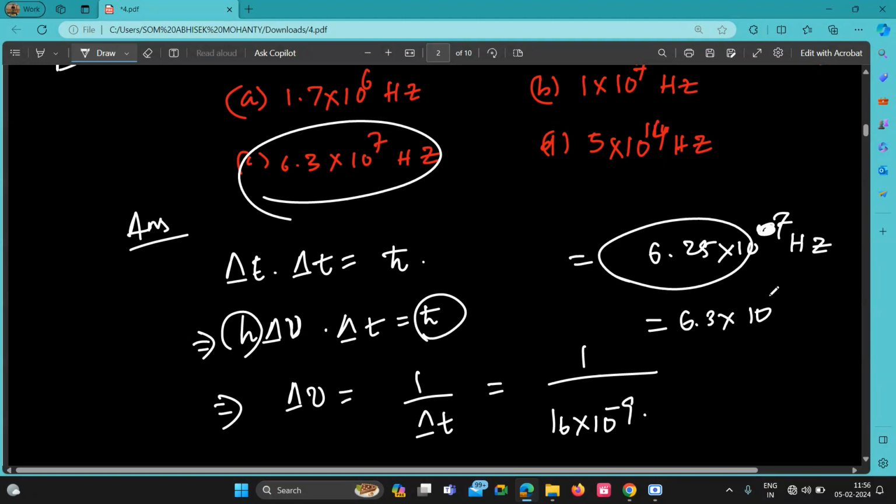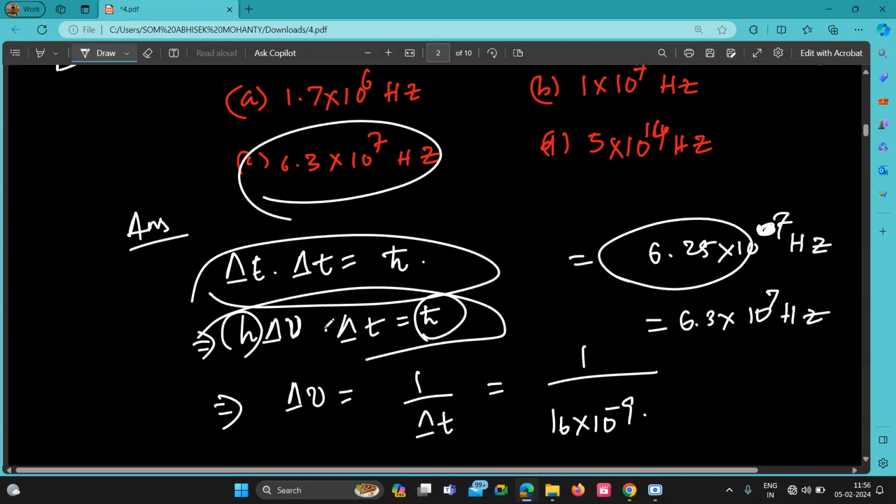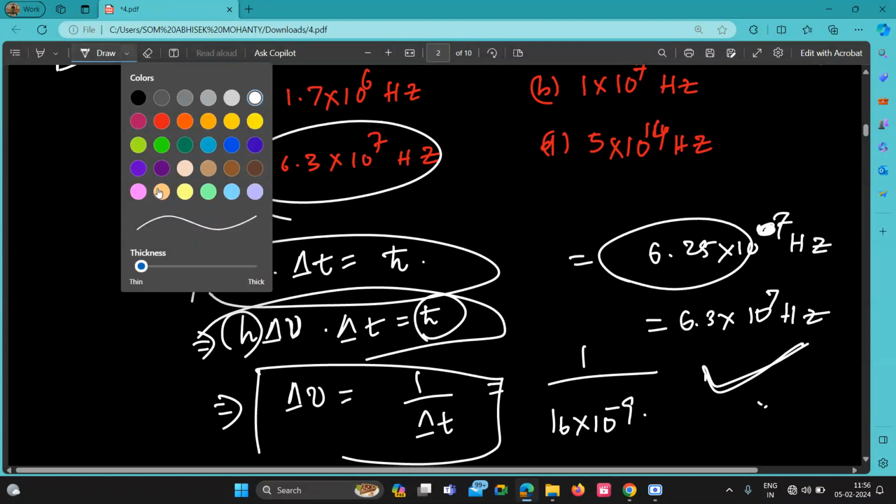So to be honest, we didn't even need this Heisenberg equation. We can just say frequency is equal to 1 by time. So that way also, if you can do it, that's also easy. Okay, again an easy question. All right, this question came in just 2013. Okay, next question.